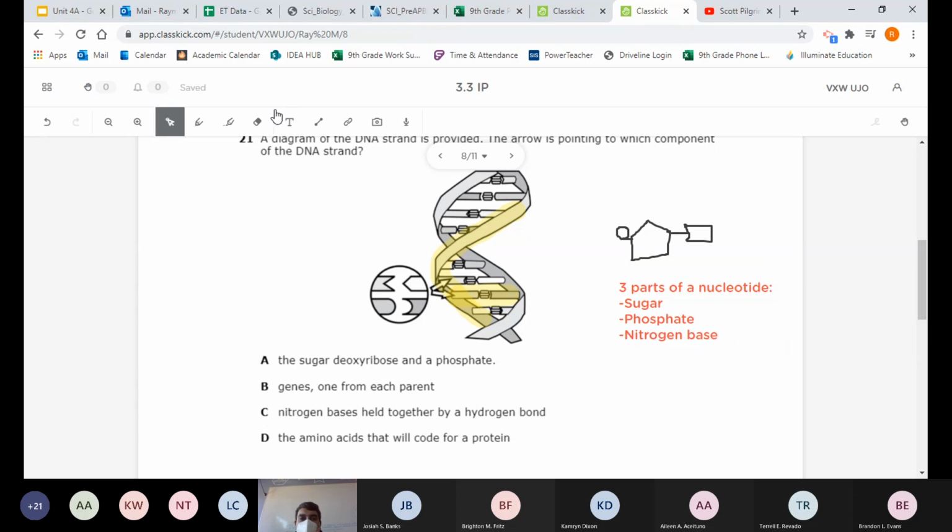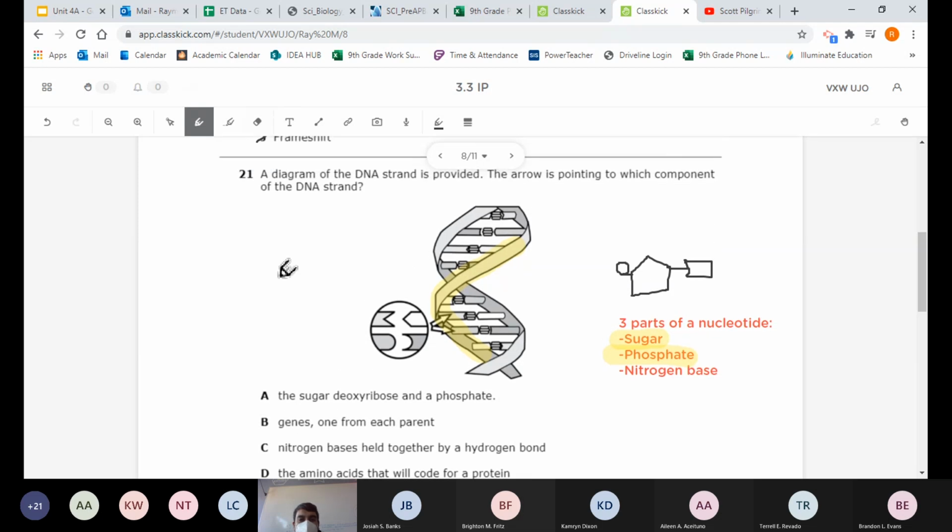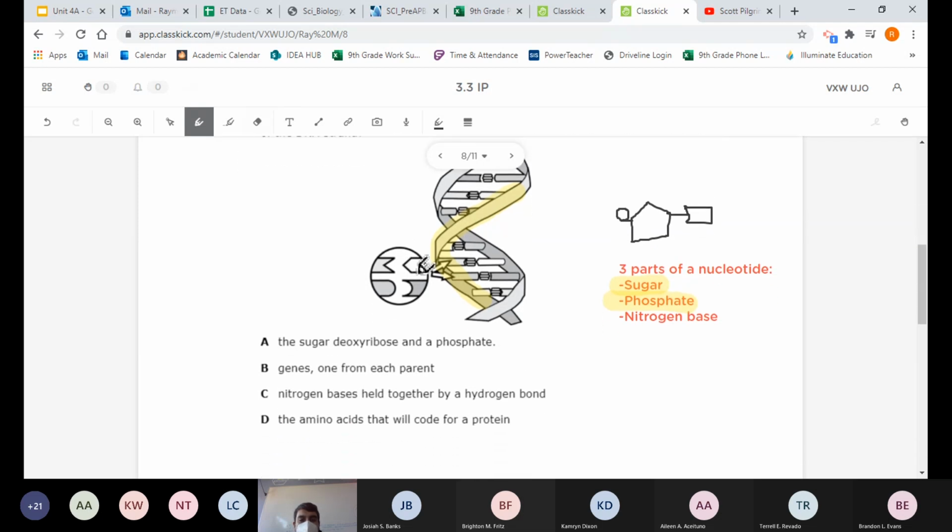Now remember, the sugar and the phosphate make up the sugar-phosphate backbone, right? That's the stuff that's going to be on the side. The stuff in the middle then, that's going to be your nitrogenous bases, remember? So go to your answer choices. Says, let's see, arrow pointing to what component? So the arrow is pointing to this space. You see the things lining up, right, to attach to each other? So odds are you're dealing with your A's, T's, C's, and G's, right?